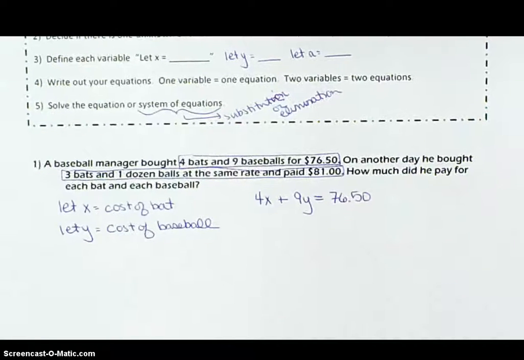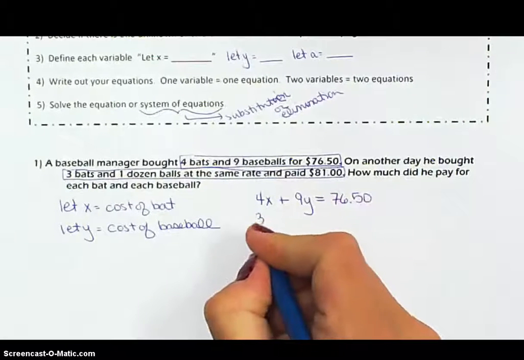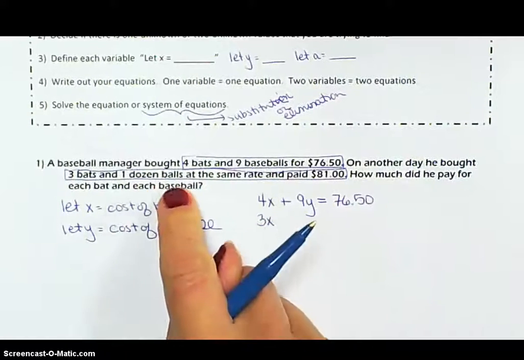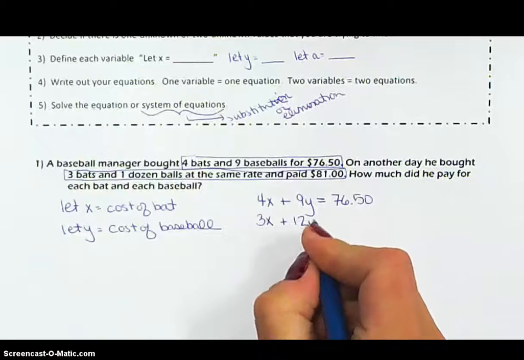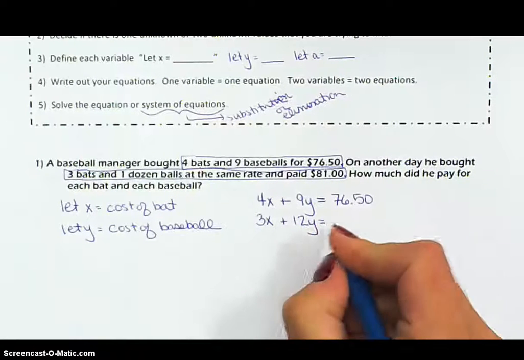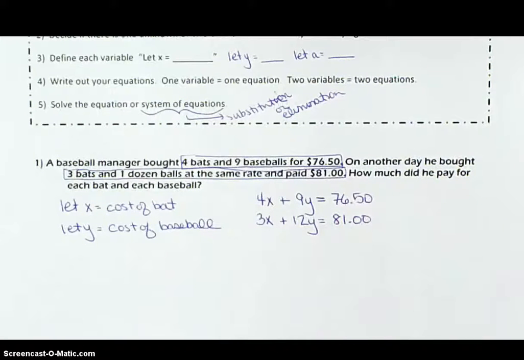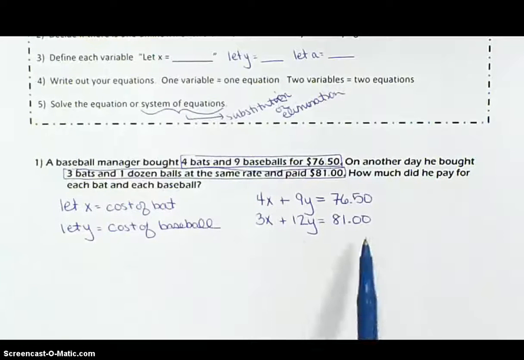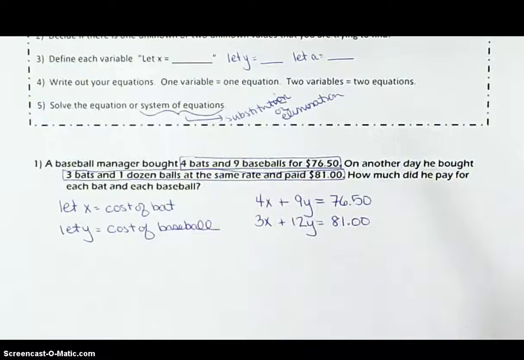Now let's take a look and see if we can come up with our second equation. 3 bats, so the cost of each bat is x. 1 dozen balls, remember 1 dozen is actually 12, so that's 12y. Okay, and they paid $81. All right, so now we have our 2 equations. Now that everything is set up, all we have to do now is solve using substitution or elimination, which we've been practicing over the last 2 days.